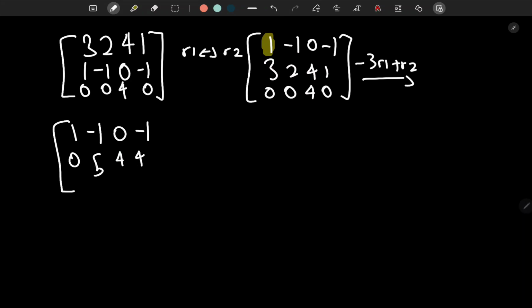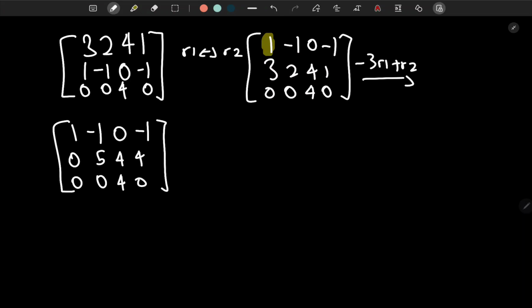This is just normal algebra, so I'm not going to go into too much detail. Basically what I did here is minus 3 times negative 1, which is 3, plus r2, which is 2. So 3 plus 2 is 5, and so on for the others. And the last row stays the same.